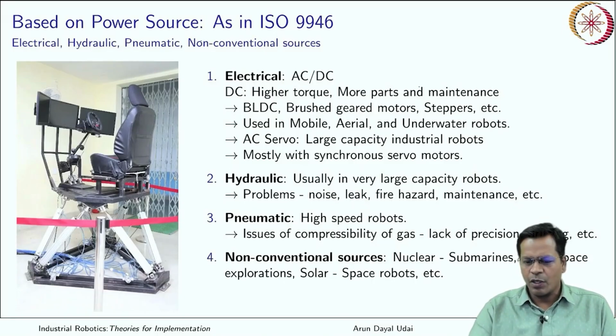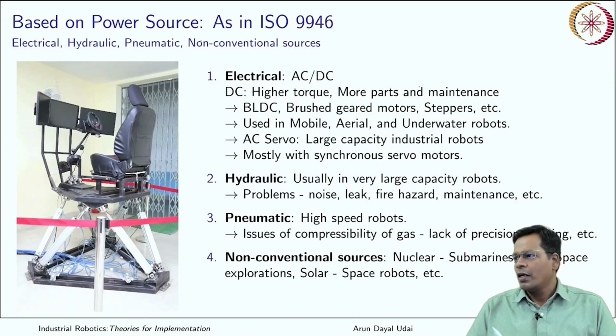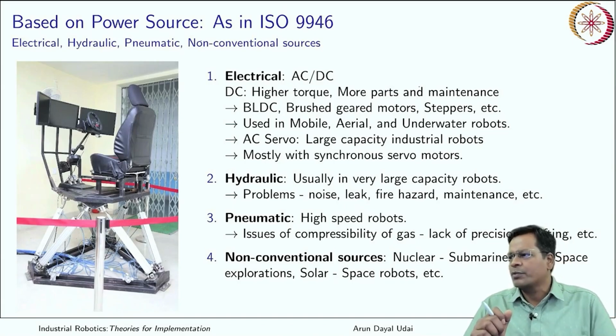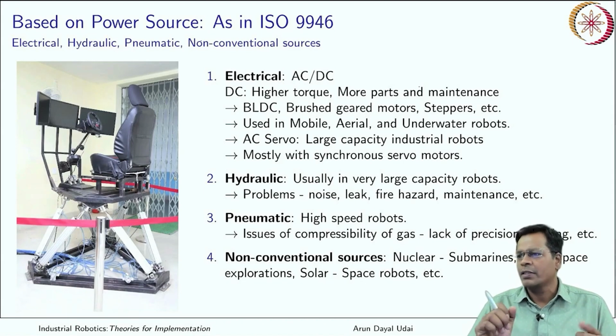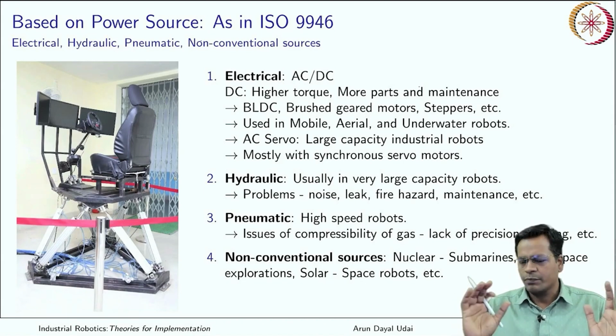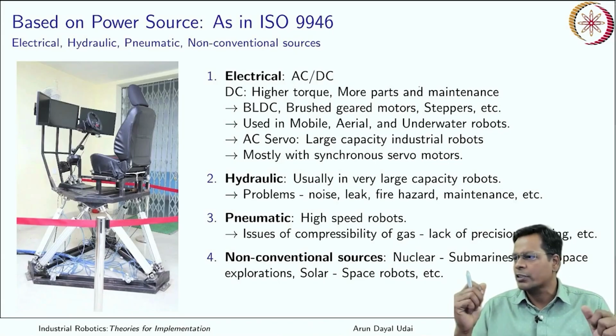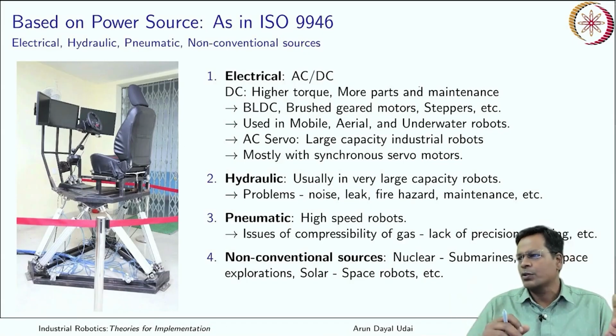Okay, and there are some non-conventional sources also, like nuclear submarines. They sometimes use a kind of teleoperated robots to maintain the outer periphery of the hull of your vehicle, right? And sometimes in space exploration also you have robots which go out into space and do some maintenance job on your vehicle. Solar panels of the space robots, they are normally run by solar power.